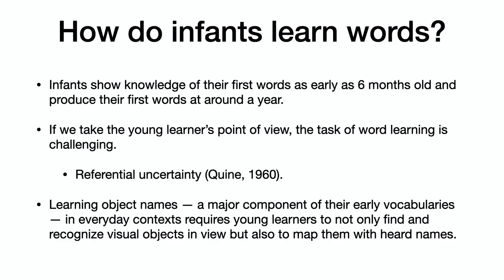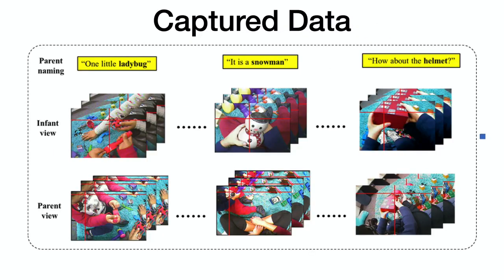challenging. This is because of the referential uncertainty, which means that infants need to disambiguate word to visual object mappings from their daily ambiguous experiences. Let's see real examples. We show 3 video clips from infants and parents' point of view when children are interacting with parents who are trying to teach them words.